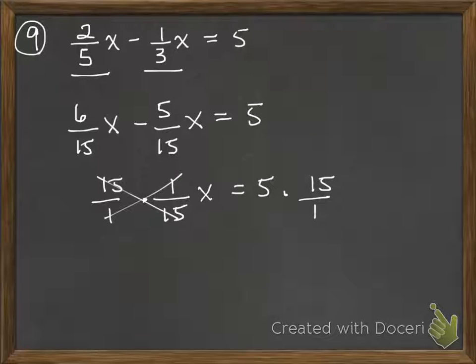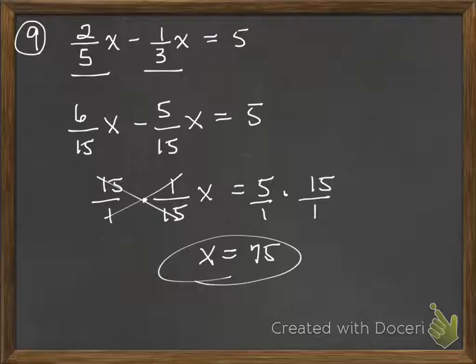The 15 and the 1's cancel, and you're left with 5 over 1 times 15 over 1, and that is 75. If you want to check your answer, you can by plugging 75 into both of your x's in your original problem and simplifying the left to make sure it equals the right-hand side, which is 5.